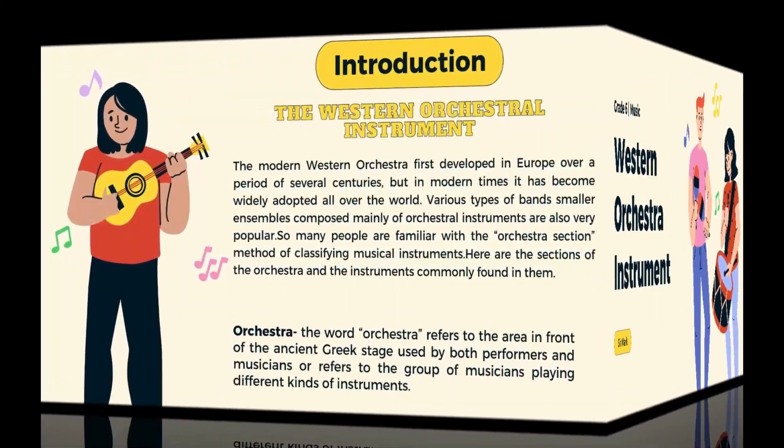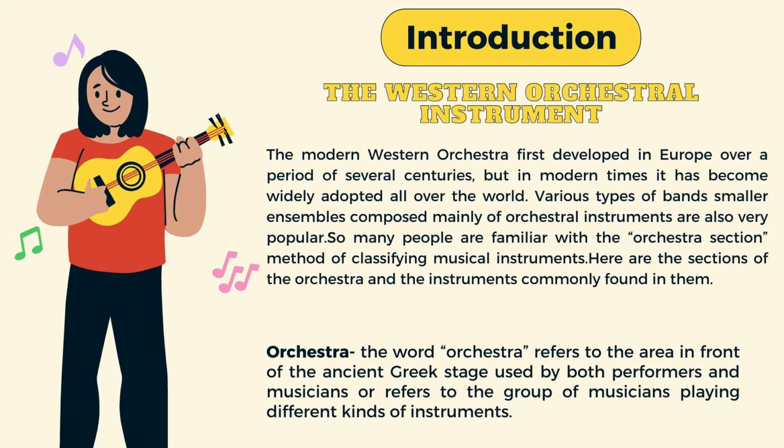The modern Western orchestra first developed in Europe over a period of several centuries, but in modern times it has become widely adopted all over the world. Various types of bands, smaller ensembles composed mainly of orchestral instruments, are also very popular. So many people are familiar with the orchestra section method of classifying musical instruments. Here are the sections of the orchestra and the instruments commonly found in them.